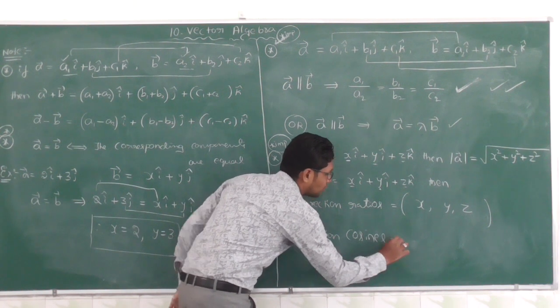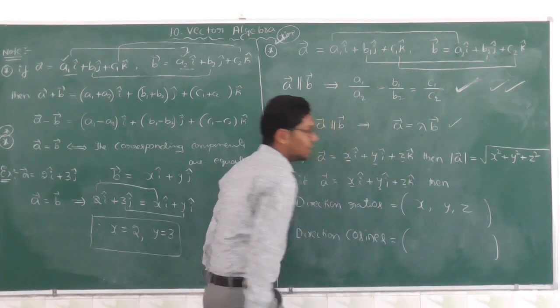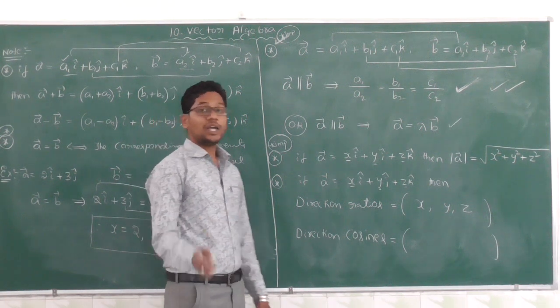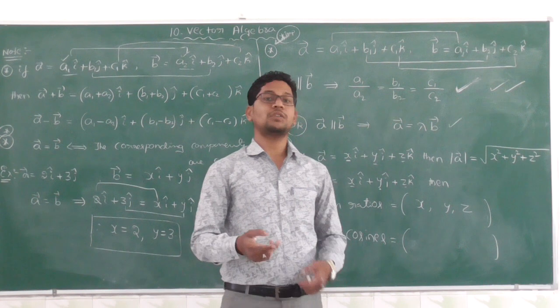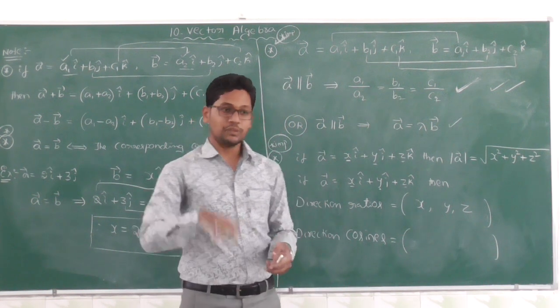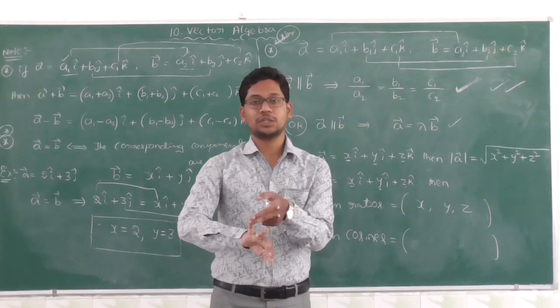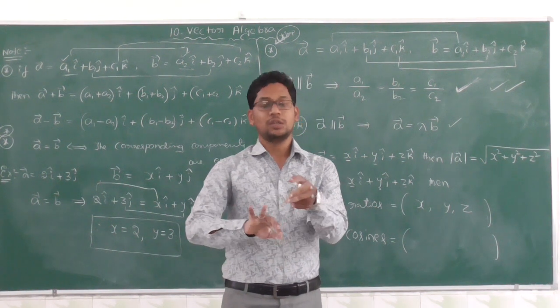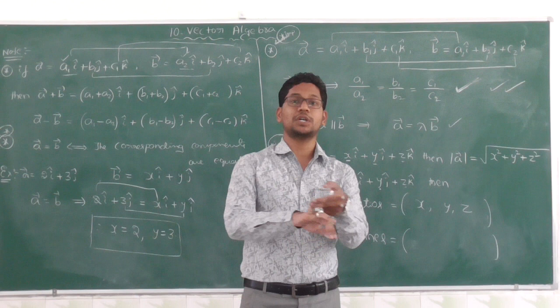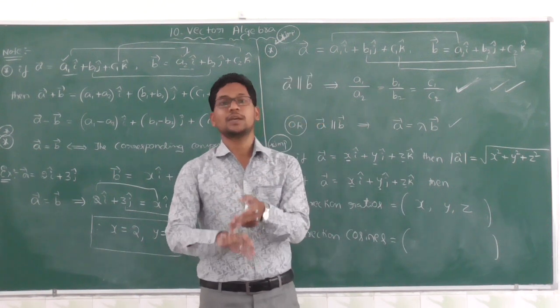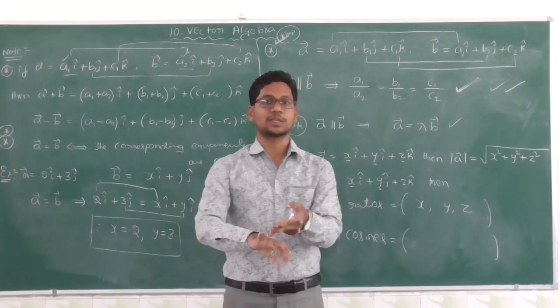Then what about direction cosines? Direction cosines. I already told you in the first class itself. How to find the direction cosines? There we have discussed the direction angles. Next, direction cosines. Direction angles alpha, beta, gamma. Direction cosines cos alpha, cos beta, cos gamma.